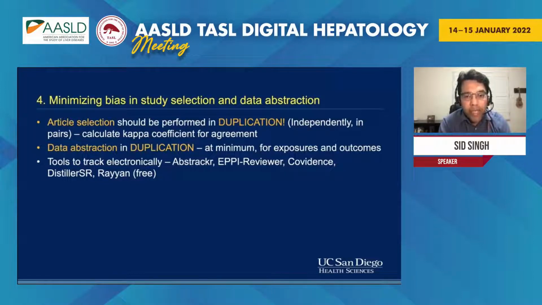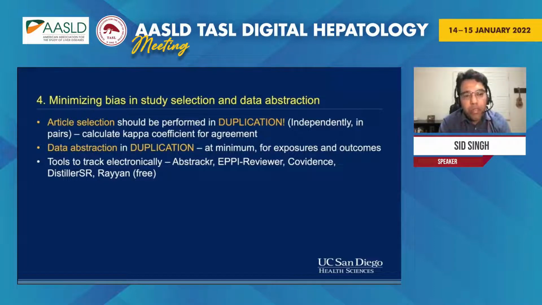Similarly, once you have identified the studies for inclusion, all data abstraction, based off of your protocol or based on factors that you think are most important, should be conducted in duplication, again independently. At the very minimum, for important variables such as exposures and outcomes, or interventions, comparators, and outcomes, which will go into the analysis of the systematic review, that part should be conducted in duplication for sure.